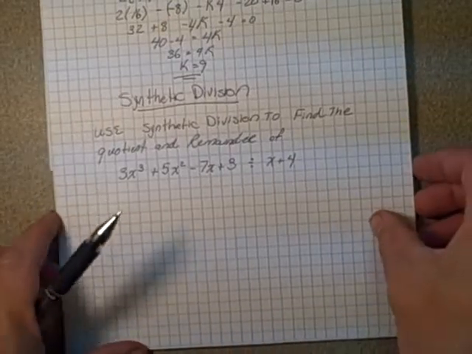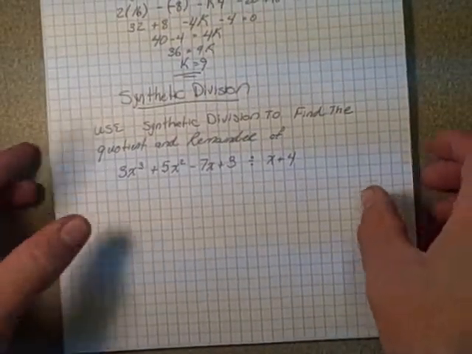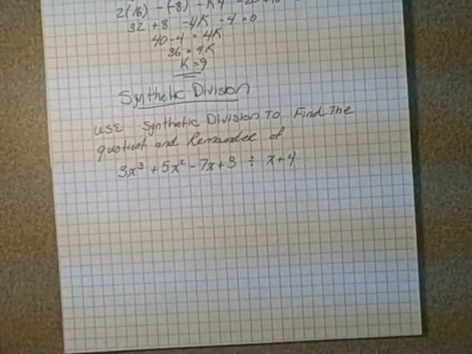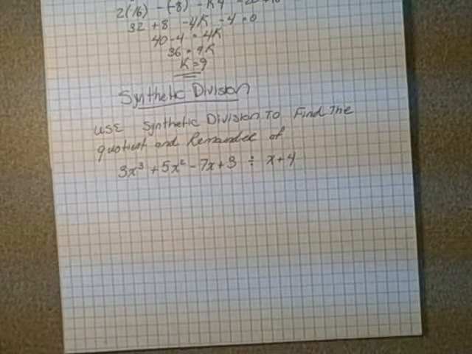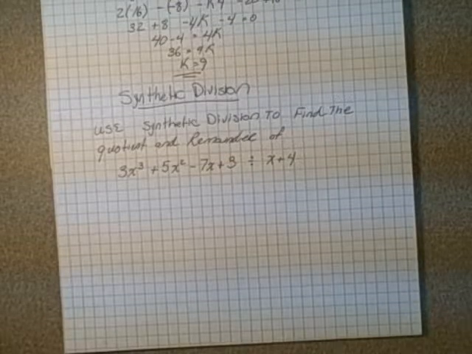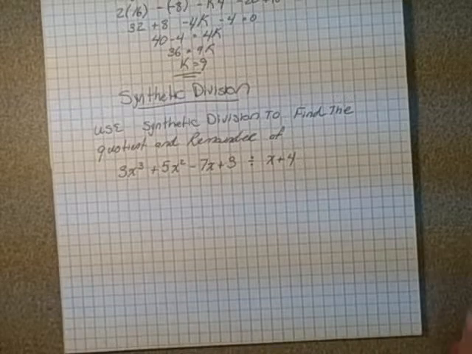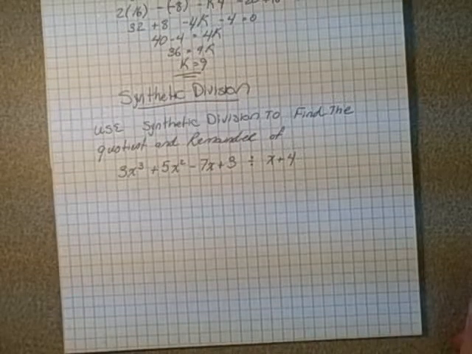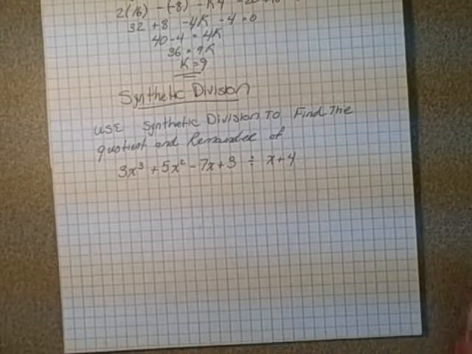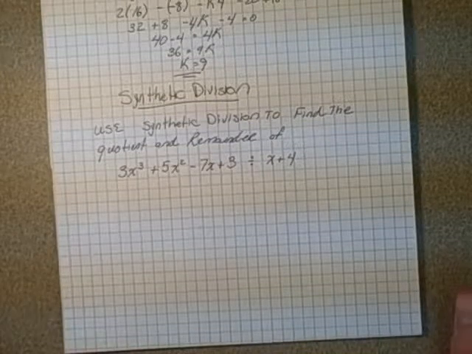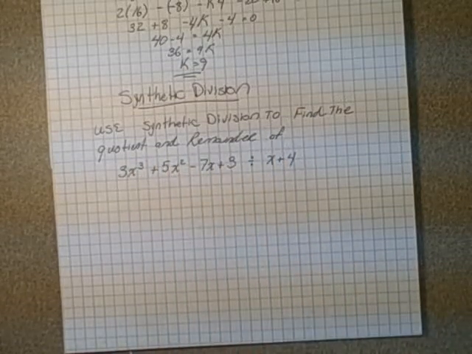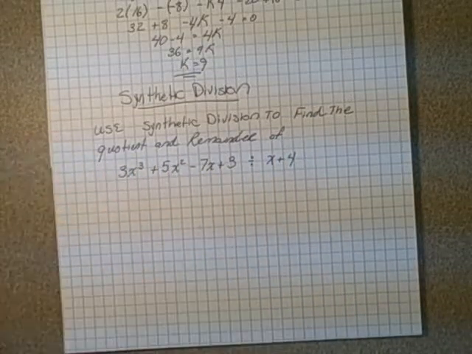Okay, this is still section 4.3, but we're only going to look here at synthetic division in this example. So here is my first example of synthetic division, and you've probably learned in the past how to take higher order polynomials and divide them using long division techniques, but there is a quicker and easier way to do it with synthetic division. So we're going to look at this example here. Use synthetic division to find the quotient and remainder of this problem.